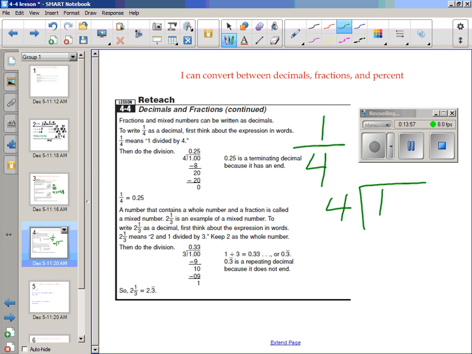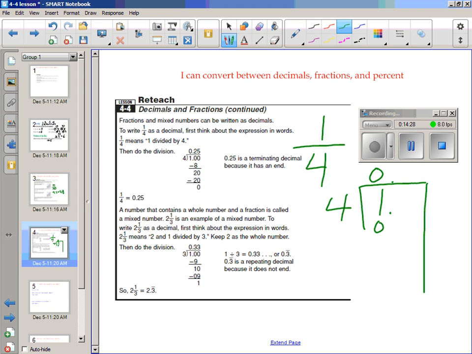The top number goes inside the house. The bottom number goes outside. And if you do the lucky 7 method or the partial quotients, that's fine. It's still the same thing. Okay? So I'll do this the traditional way for this one right here. I'm going to put in my decimal point because I know that 4 won't go into 1 by itself. Is that right? So I know that I'm going to have 0 whole numbers.